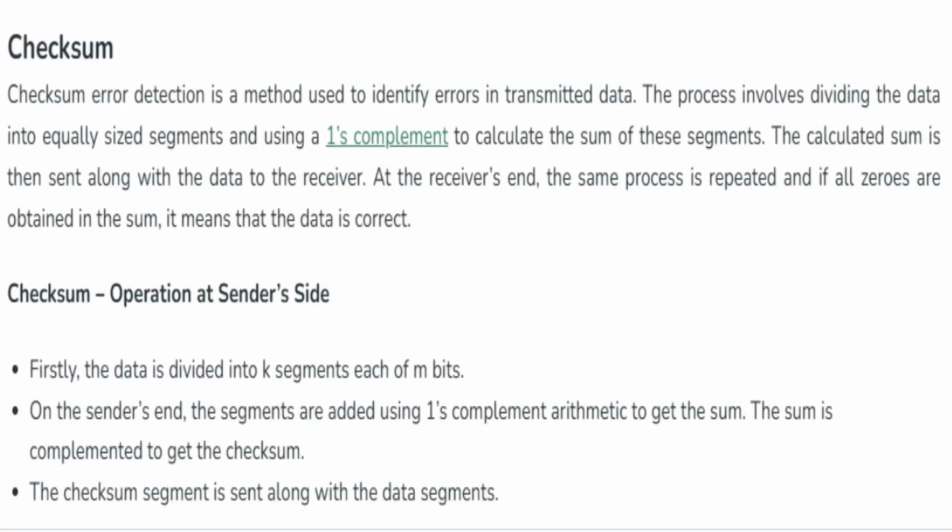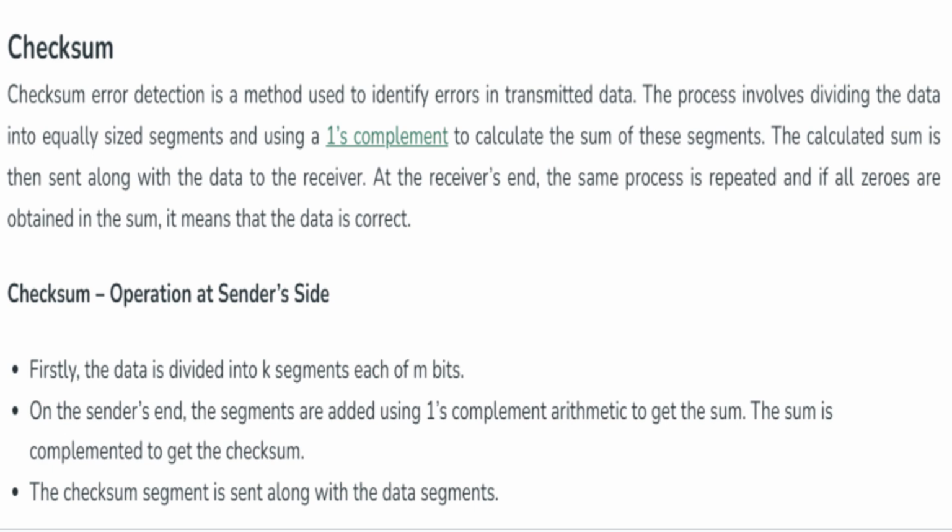Checksum error detection. Checksum error detection is a method used to identify errors in transmitted data. The process involves dividing the data into equally sized segments and using one's complement to calculate the sum of these segments. The calculated sum is then sent along with the data to the receiver. At the receiver's end, the same process is repeated, and if all zeros are obtained in the sum, it means that the data is correct.